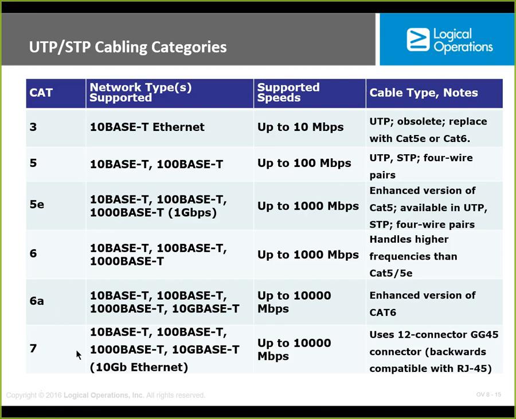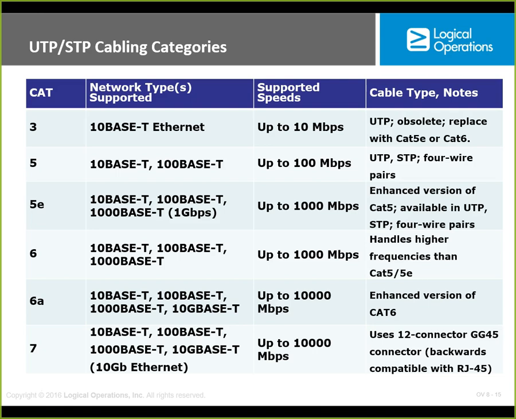UTP and STP, I told you I'd jump around too much. The fiber one's actually out of sequence. And we're going to have some other fiber ones here in a minute. But the categories of these, Cat 3, you're not going to see Cat 3 anymore. It could go up to 10 meg. It was one of the original standards. Unshielded twisted pair, obsolete, replaced with a 5E, actually 5 first, now 5E. Cat 5, 10 base T or 100 base T.